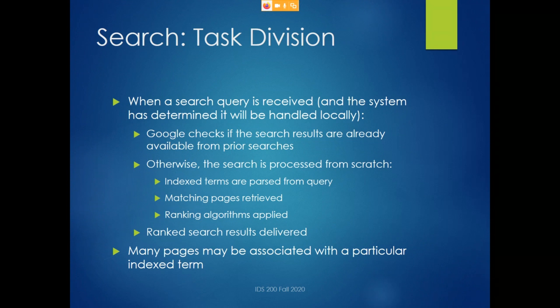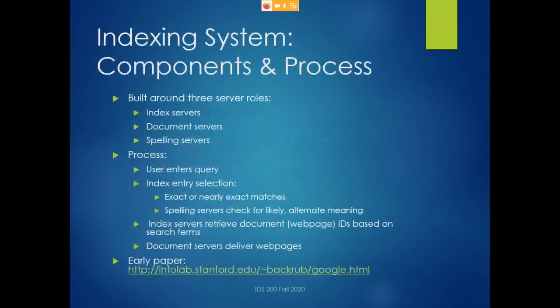And finally, it'll deliver the set of ranked search results to the user. Now, as we know, there may be many pages associated with a particular index term, like money or sports or some of your more popular ones. So, how does all this work?